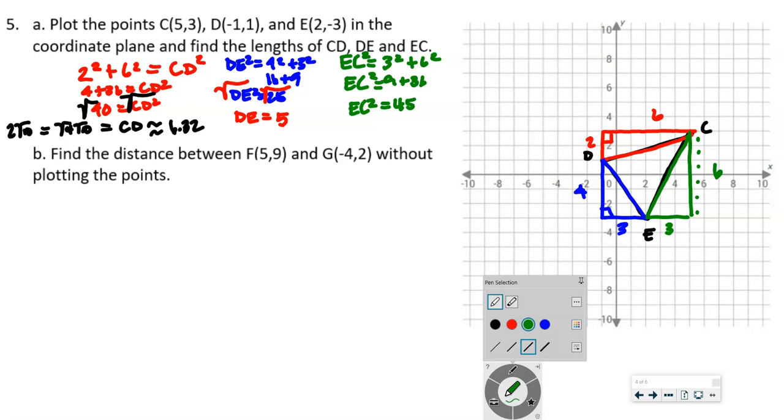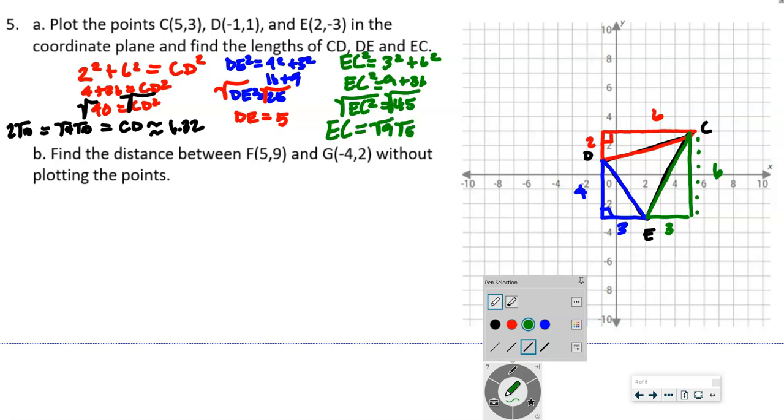Take the square root again on both sides. So take the square root here, take the square root here. So EC is going to be equal to the square root of 9 times the square root of 5, right? We know there's a perfect square in there. So this is equal to 3 square root of 5 in simplest radical form. And then its approximate answer would be 6.71. Okay? So that's how we do it using the Pythagorean theorem.